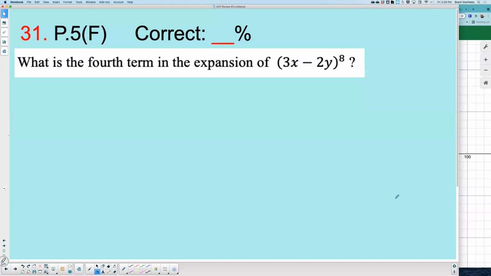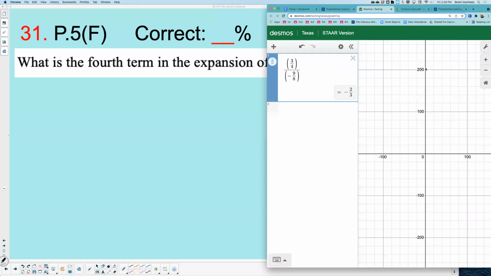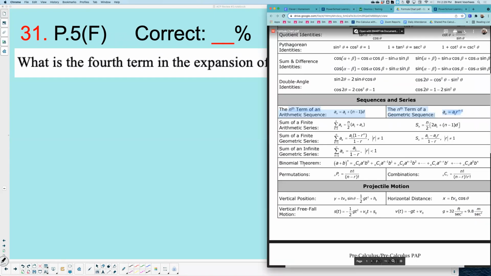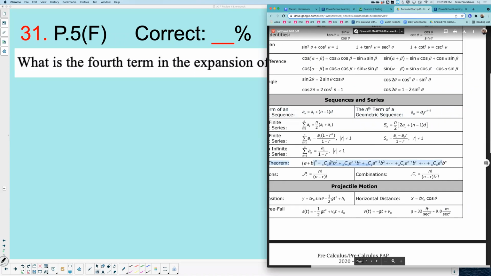All right, now let's take a look. 31. I'm transitioning from arithmetic and geometric, and now I want to show you something with the binomial theorem. Take a look at this formula chart for the binomial theorem. I want everybody to look at this and make an observation. Is that binomial theorem formula simple or complex? It's very complex. You don't need that whole formula. There are only two portions you need.